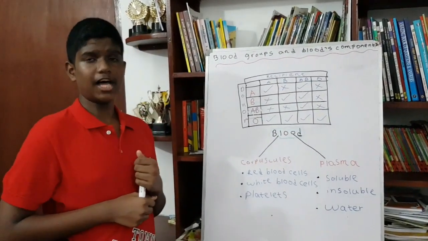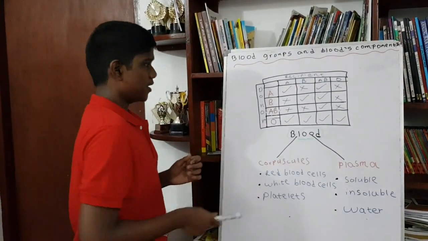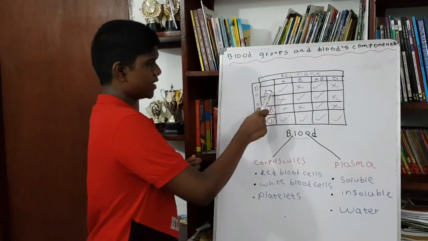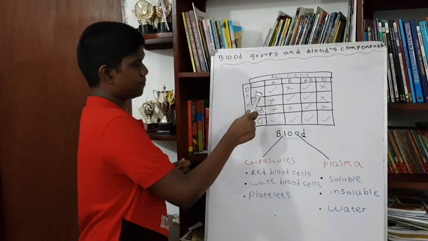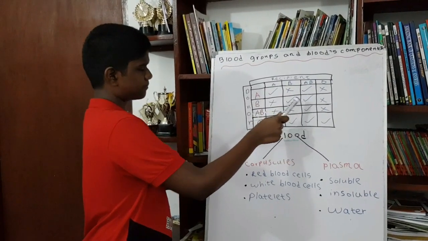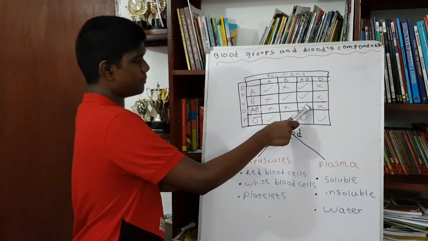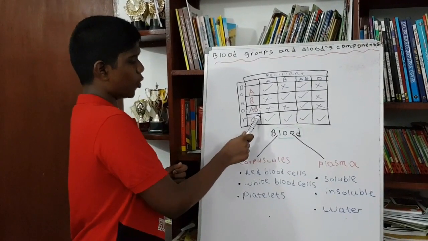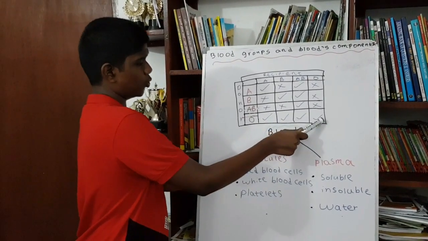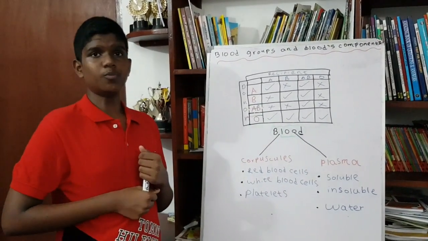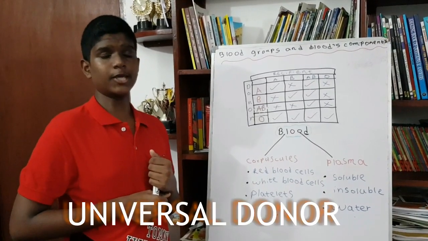Next, let us consider how the blood is donated to various blood groups. Blood group A can donate blood to A and AB. Blood group B can donate blood to B and AB. Blood group AB can donate blood to blood group AB only. Blood group O can donate blood to A, B, AB, and O. Since blood group O can donate blood to all the other 4 groups, it is called the universal donor.